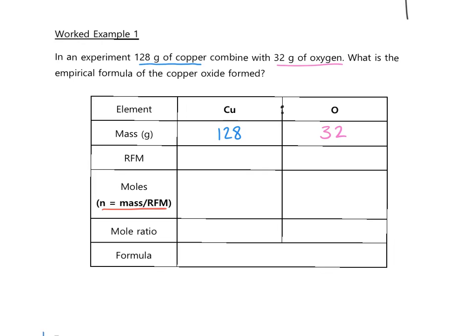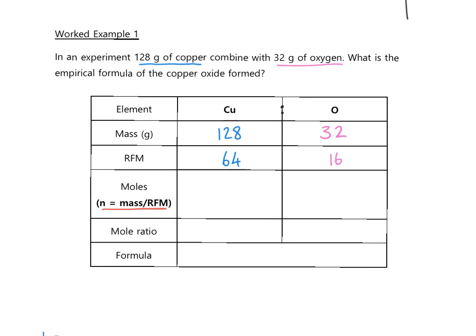I simply look to the periodic table for that, so make sure that's out in front of you. If we have a look at copper, it's the top number we're looking at, and we can see that it has a relative atomic mass of 64. For oxygen, the top number, the relative atomic mass, is 16. So now I'm going to convert to moles using my equation N equals mass over RFM.